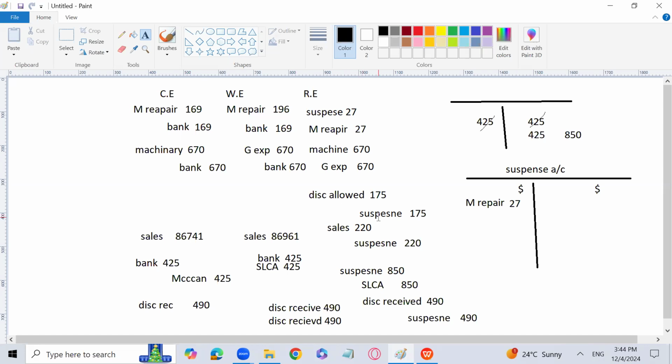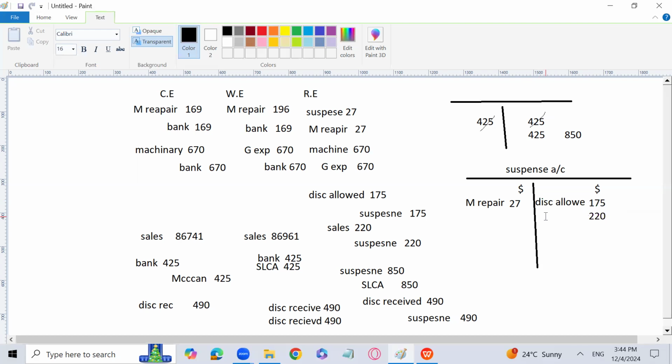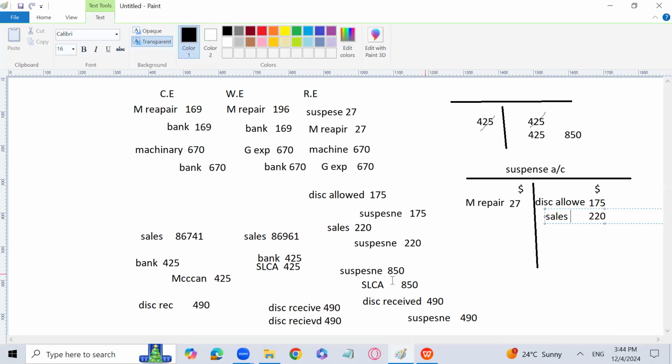Next, the third entry, discount allowed to suspense. Suspense is going to be credited with 175, and the name of the opposite side will come, which is discount allowed. Okay. Then suspense again is credited with 220 because of sales. The next entry: suspense is going to be debited with 850, and the name of the opposite side will come, which is SLCA or whatever you write. Then suspense is going to be credited with 490, and the name that will come is discount received.